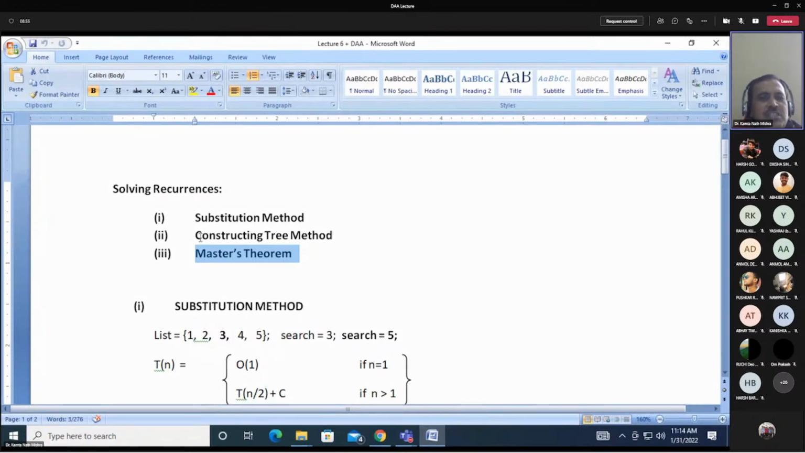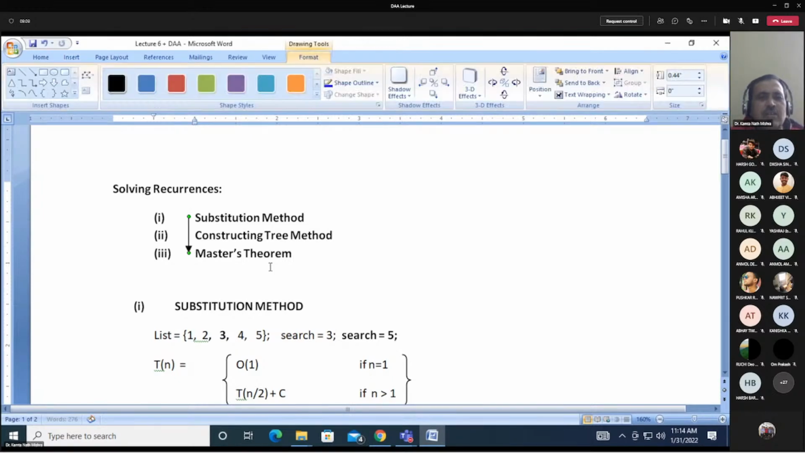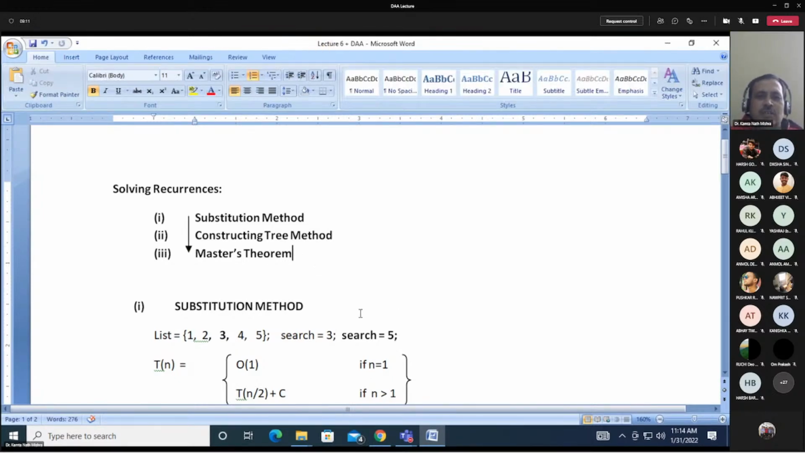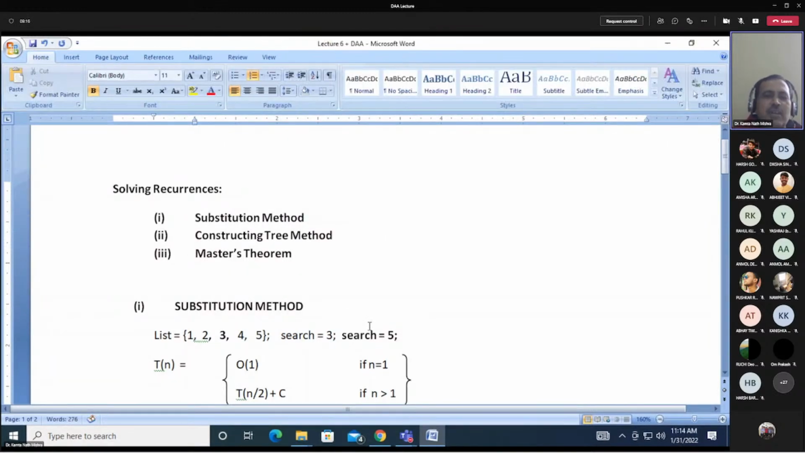Any one of these 3 methods you can use for solving recurrences. You can use the substitution method, you can use Master's theorem method, you can use the tree construction method. So today we will discuss the substitution method. How can we solve recurrences using the substitution method? We will see it today.